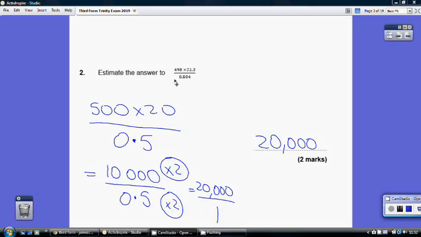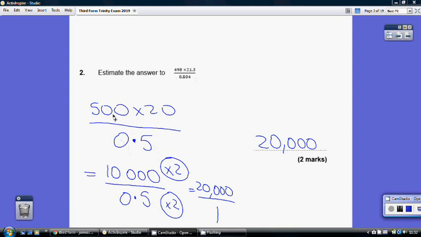Question 2. So a similar approach to question 1. Let's round each of these numbers to one significant figure to start with. So 498 becomes 500, 21.3 becomes 20, and be careful with this one, 0.504 becomes 0.5. Don't round it to 1, that's sort of doubling it, that's not approximate at all. So we've now just got to work out what this is.